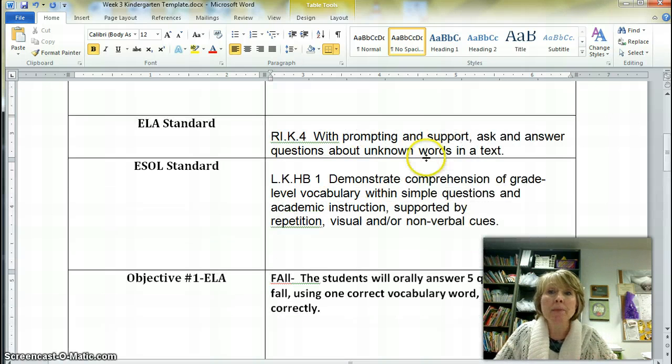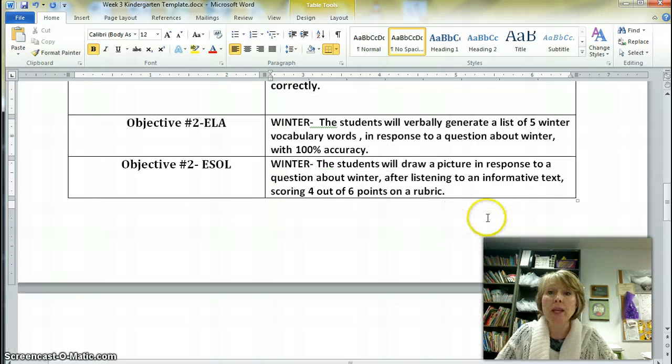Because remember, our standard says supported by repetition, visual, and or nonverbal cues. So for visual cues, they can draw a picture. So they will draw a picture in response to a question about winter, such as how do people dress in the wintertime? So they will draw a picture of how people dress. After listening to an informative text, scoring 4 out of 6 points on a rubric.